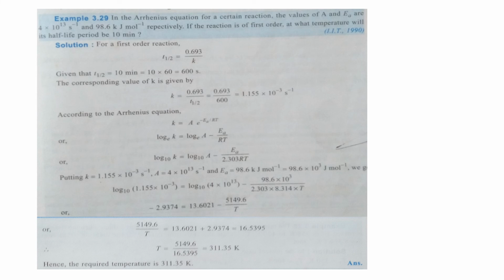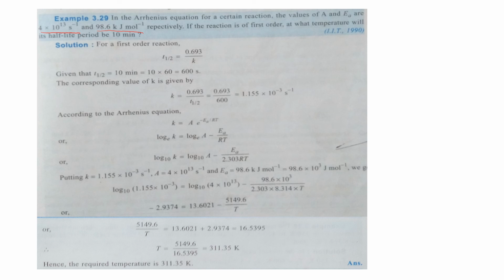Question number 4. In the Arrhenius equation for a certain reaction, the values of A and Ea are given: 4 × 10^13 s^-1 is the value for A, and 98.6 kJ/mol is the value for Ea. Now, if the reaction is of first order, at what temperature will its half-life period be 10 minutes? That means the time to complete half of the reaction is given, 10 minutes. So you have to first convert it to seconds.